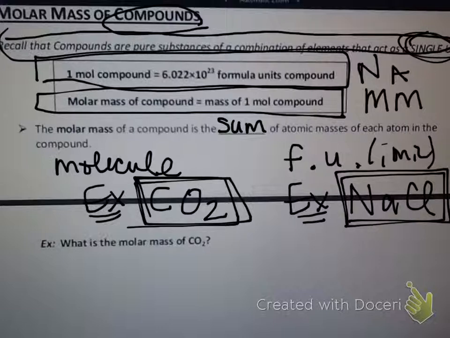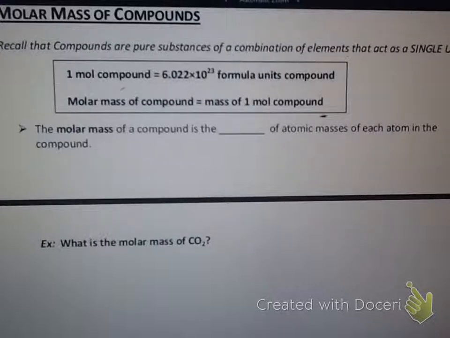So let's do an example. This question says, what is the molar mass of carbon dioxide? We just did the molar mass of the elements. Elements contain atoms, and the molar mass of elements is found on the periodic table. Where are you going to find the molar mass of a compound like carbon dioxide? You're not going to find that number on the periodic table. You're going to find numbers for the elements on the periodic table. So let's look at carbon dioxide.